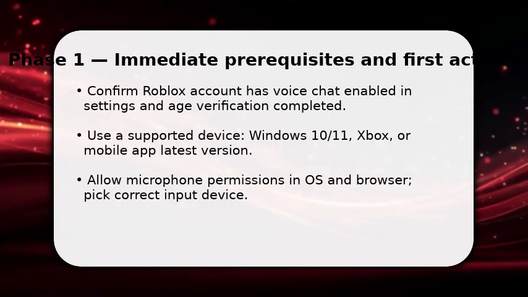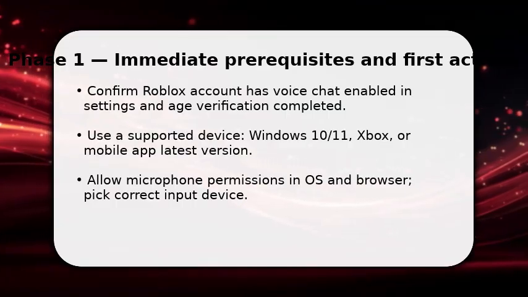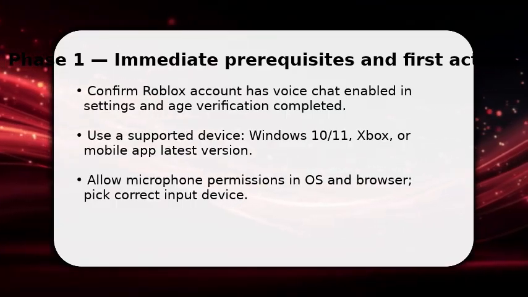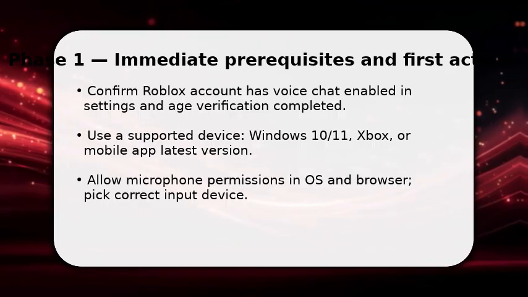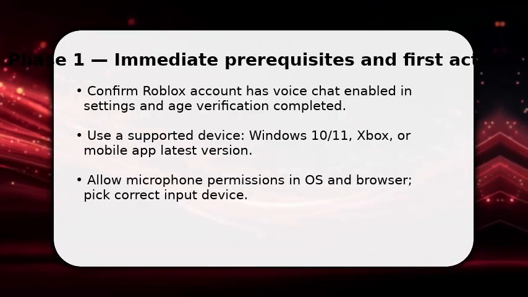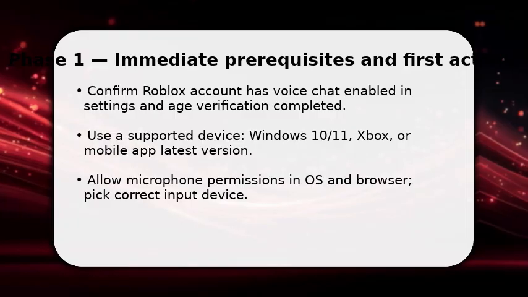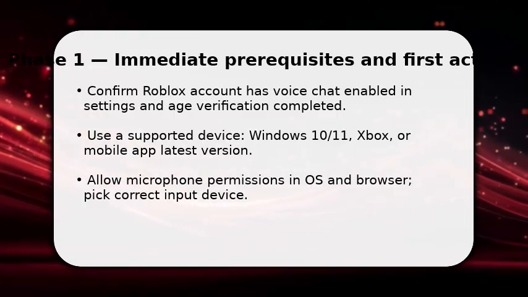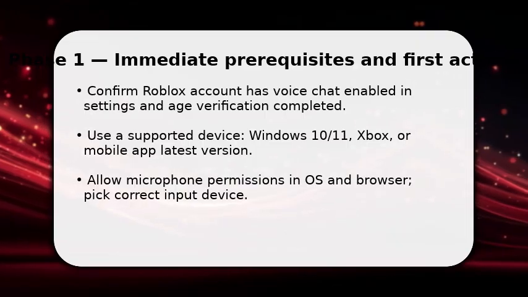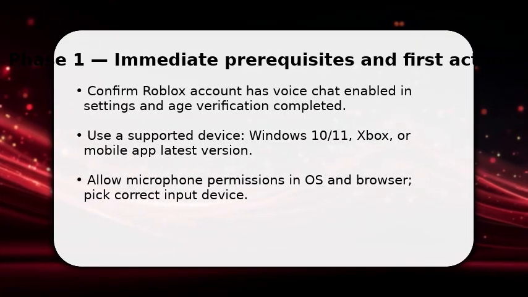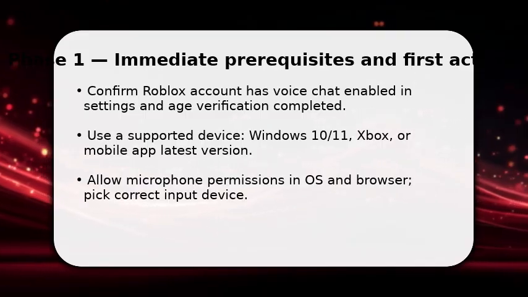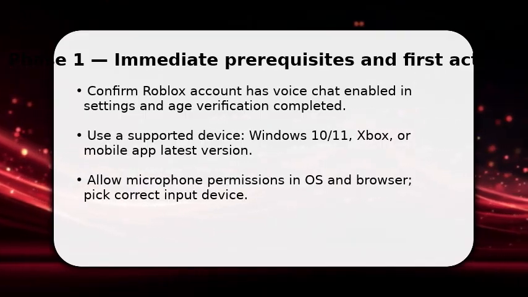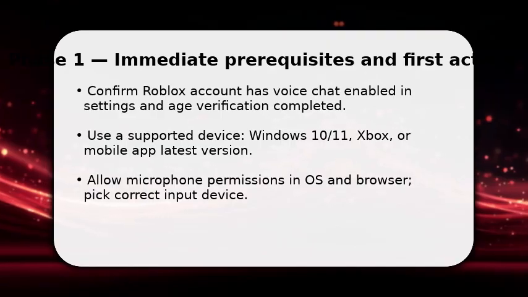You start by verifying prerequisites. Make sure your Roblox account has voice chat enabled and age verified, because Roblox blocks voice otherwise. Once done, update the app to the latest version and use a supported device, like Windows 10/11 or the official mobile app. Next, open your operating system's sound settings and grant microphone permissions to the app and browser. Select the correct input device.